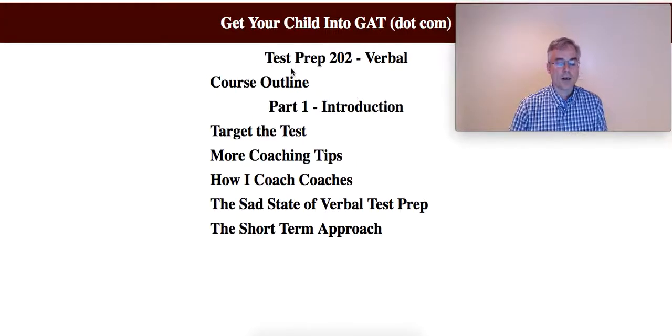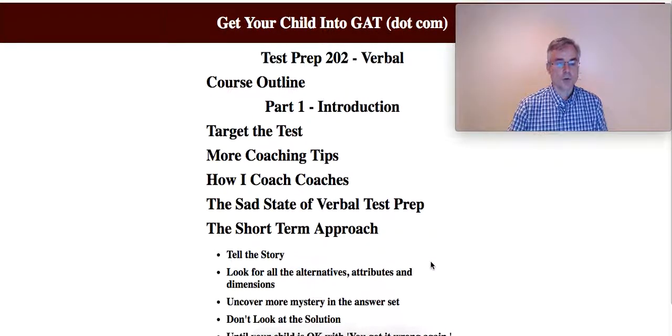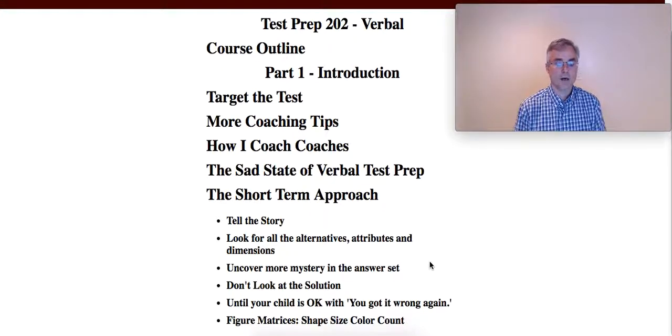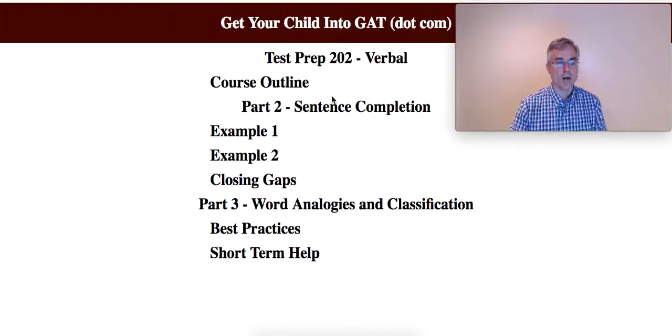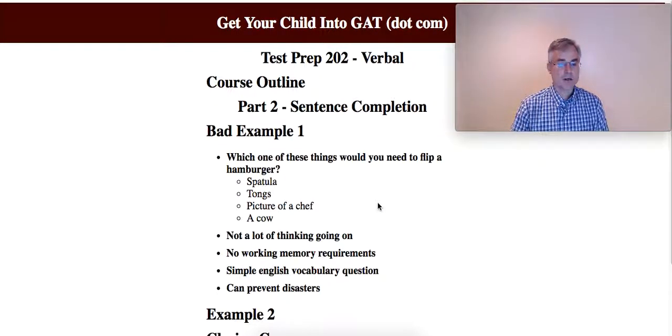Welcome back to Test Prep 202, the verbal section. In the first part, I motivated what we're going to do, and I provided an outline of the short-term approach. I consider this extremely valuable and at least half of the key to success. In this part, I'm going to cover the verbal section in a lot more detail. So let's start by looking at a sentence completion question.